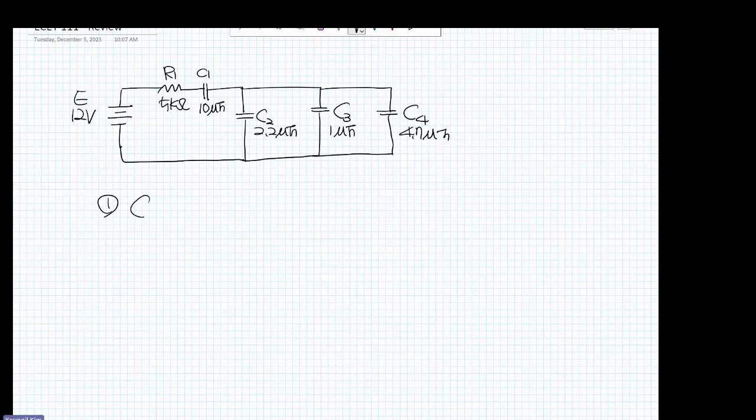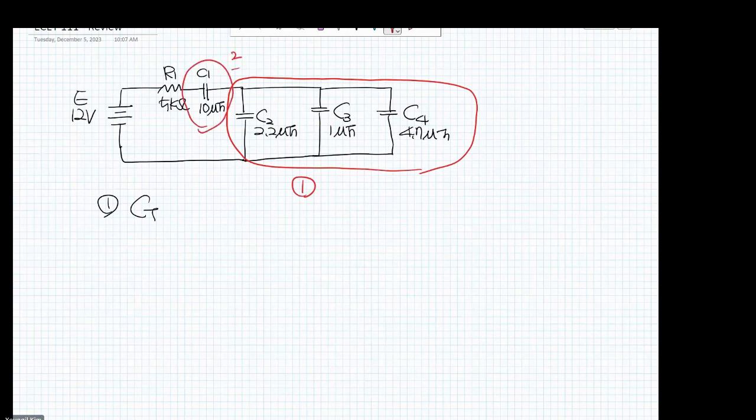Question one: what is the total capacitance? From here, it's right there, first. And then step two, second. Maybe I will give you that later. I'm going to record the lecture right now, so just give me a second.